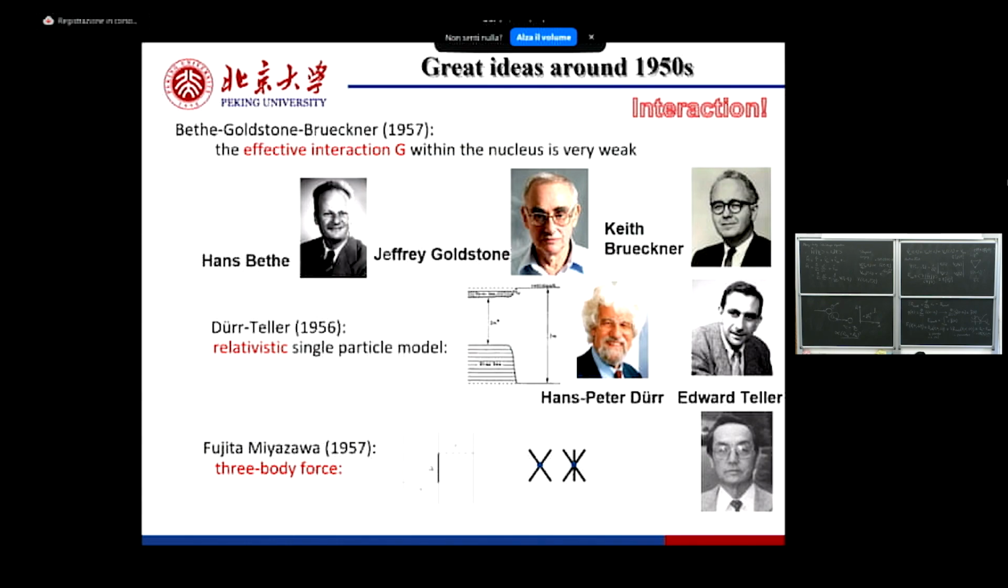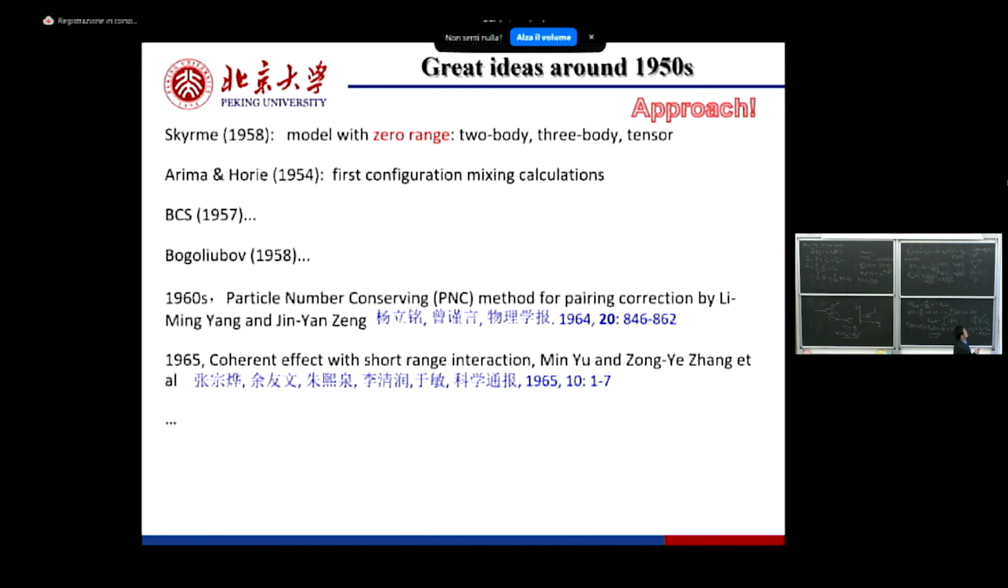For example, Bethe, Goldstone and Brueckner, all of these people were trying to find a way to use the so-called Brueckner interaction in nuclear structure calculations. They tried to improve it in such a way that the divergence due to the strong repulsion of the nucleon-nucleon interaction could be avoided. Also in the 50s, the relativistic approach was already done by several groups, as well as the three-body force. And the Skyrme interaction was proposed in the 50s.